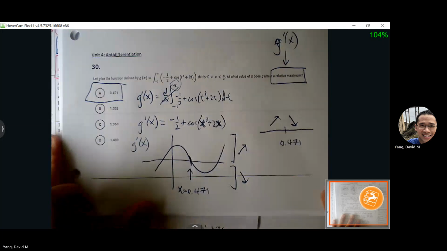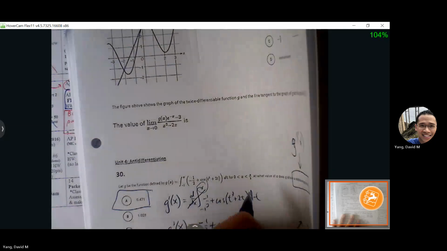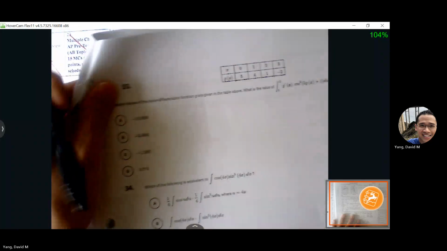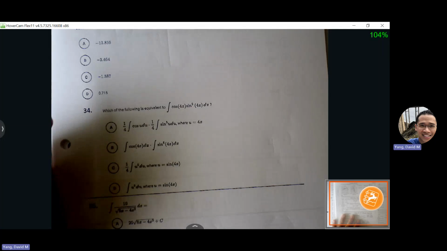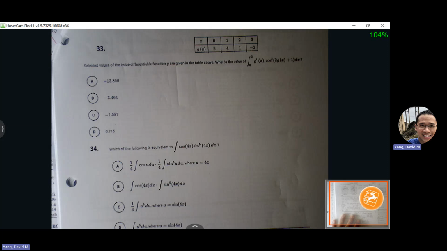Page 49. 33. What is the value of the integral of g prime of x times cosine squared of 2g of x plus 1 dx? Okay.